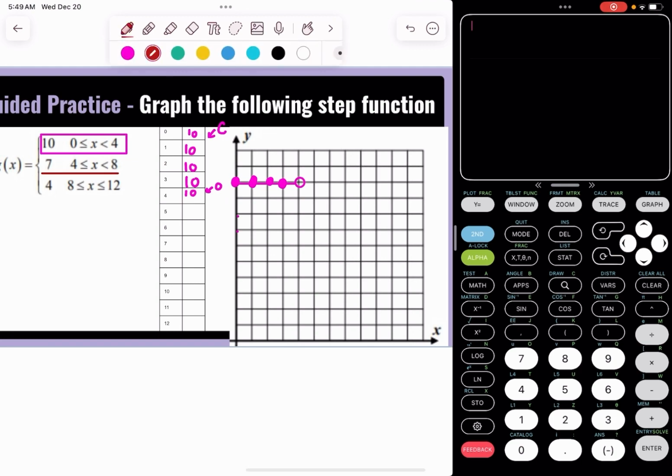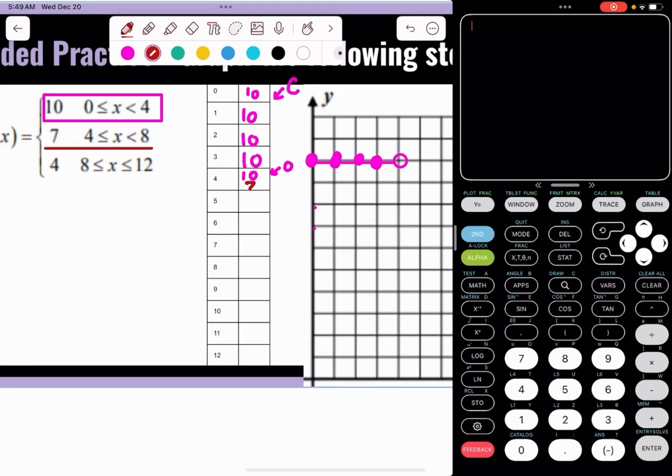Okay, then the next one. We have 7 from 4 to 8. But at 8, we're going to have two different numbers, so I'm just going to put it halfway. At 4, we have a closed circle because they used a less than or equal to symbol. At 8, we have an open circle because they only used a less than symbol. Perfect. And now let's look at this last one. We're 4 from 8 to 12. We are going to be a closed circle at 8 and a closed circle at 12 because for both 8 and 12, we use less than or equal to symbols.